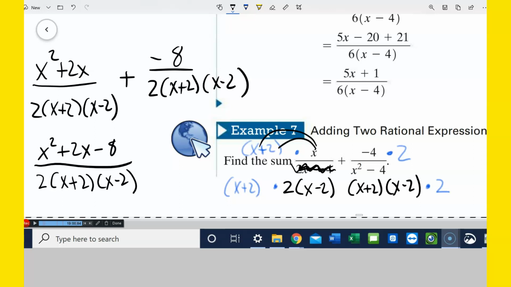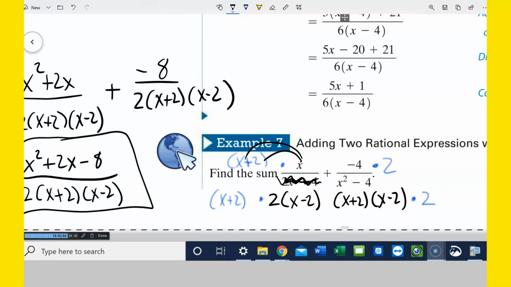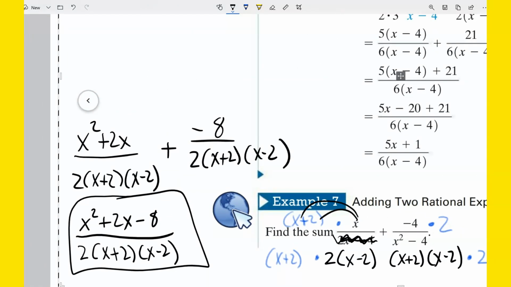Now, this might be my final answer, but it might not be, because it might be able to reduce. Why don't you see what can happen? See if you can figure out if it can reduce. What we would do is we would factor the top and see if the top is factorable. Then I'll factor it and see if there's anything that cancels out. So let me, need some more room. I'm going to come up here and do that.